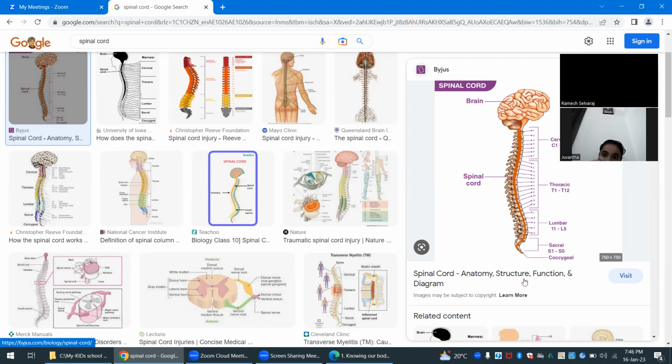Okay, this is the spinal cord. The medulla oblongata is here. You can see the small portion. This is the brain. This is the spinal cord. So this connects these two.